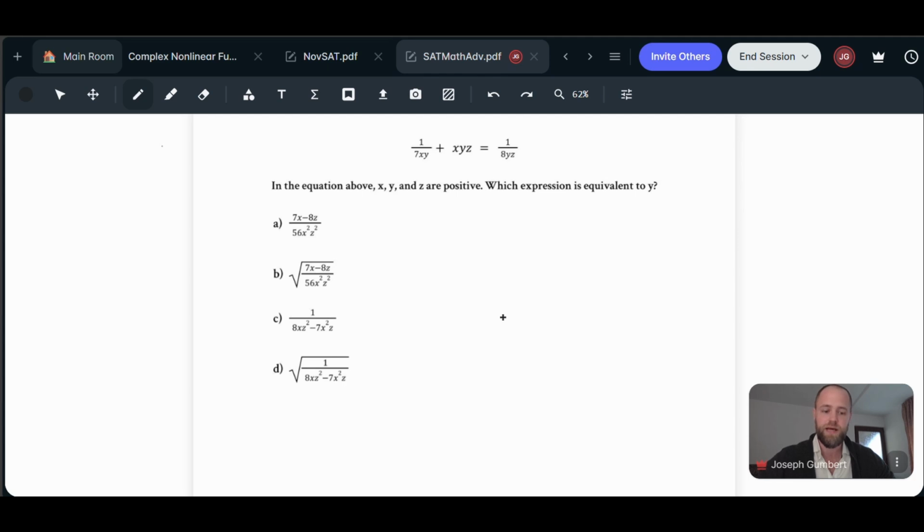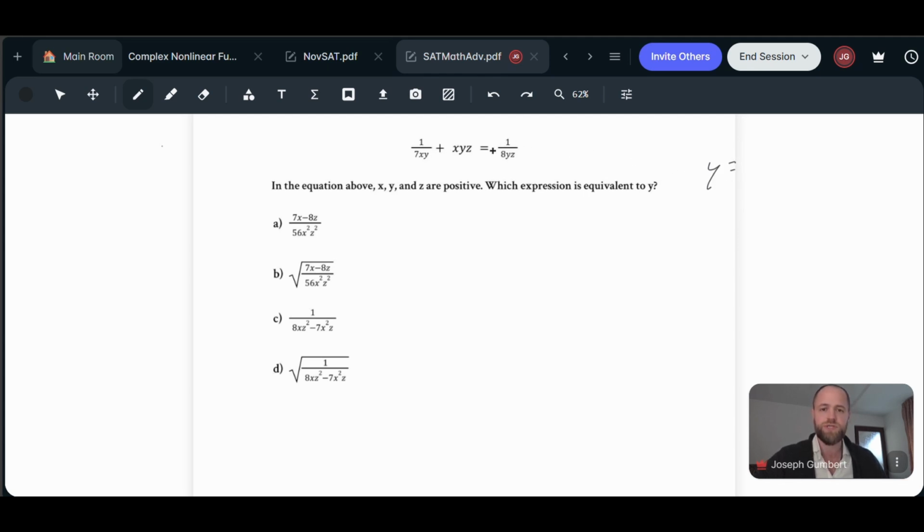It's not the most straightforward Desmos way of doing things, and you'll see how that works a little bit later. So it says in the equation above x, y, and z are positive, which expression is equivalent to y? So we want to rearrange all this to y equals, right?